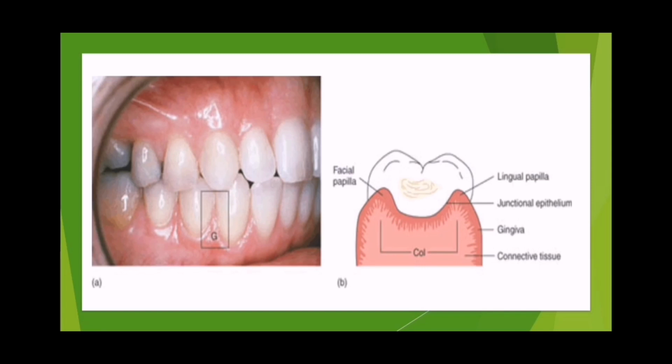There is a clinical picture and also a diagrammatic representation. In the clinical picture, there is a rectangular box showing the interdental gingiva, which is triangular in shape. In diagram B, we have shown the space between two interdental gingiva, which is known as the col.